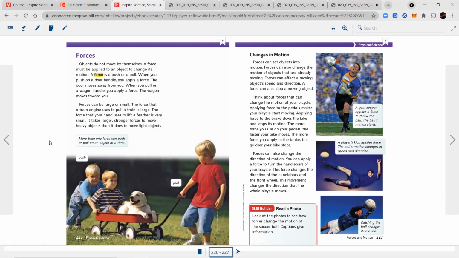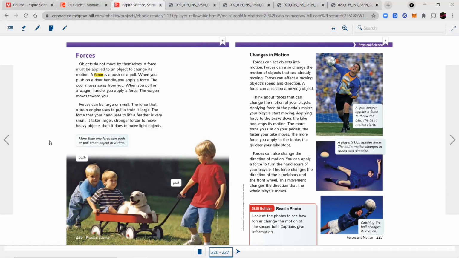Think about forces that can change the motion of your bicycle. Applying force to the pedals makes your bicycle start moving. Applying force to the brakes slows the bike and stops its motion. The more force you use on the pedals, the faster your bike moves. The more force you apply to the brakes, the quicker your bike stops.